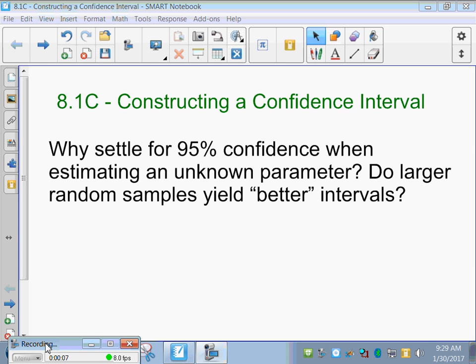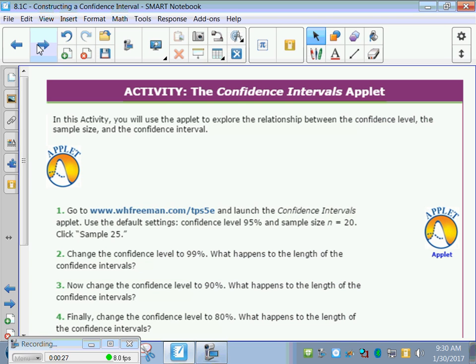Just the basics. So why settle for 95% confidence when estimating an unknown parameter? Do larger random samples yield better intervals? All right. So why would we settle for 95% confidence instead of 99% confidence?